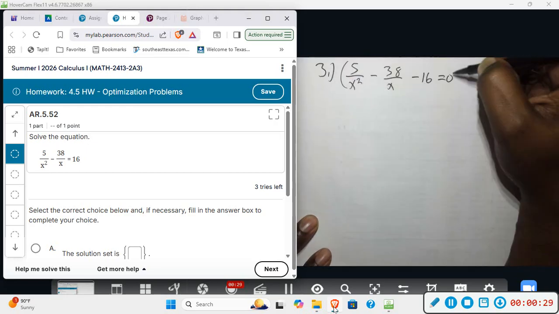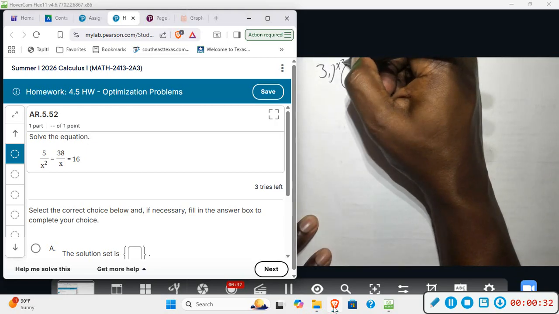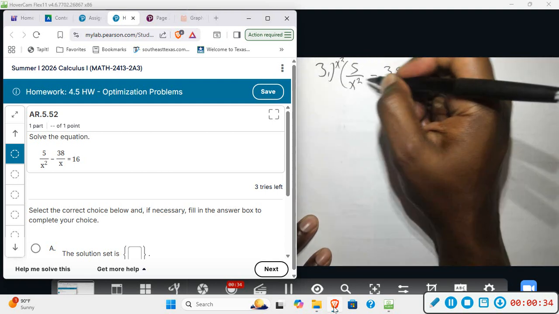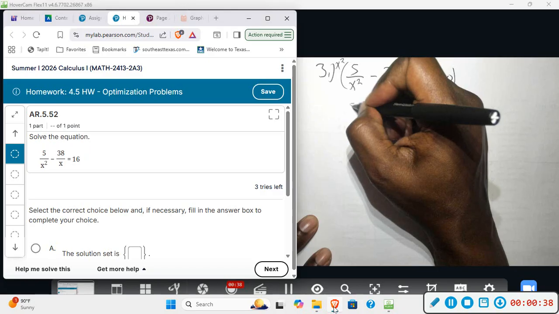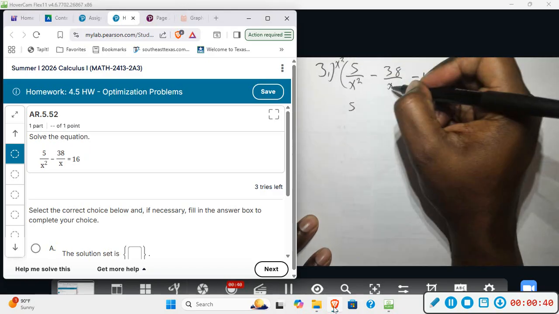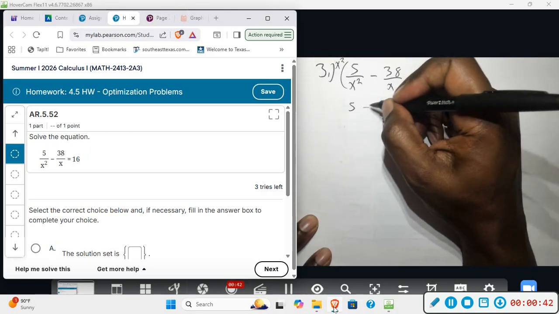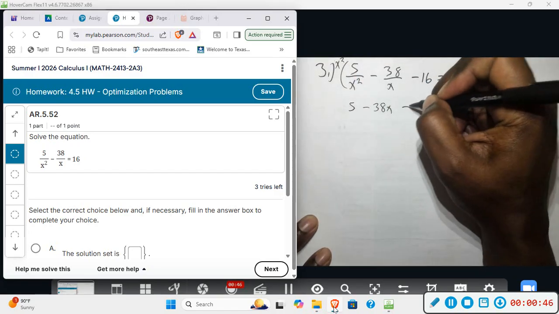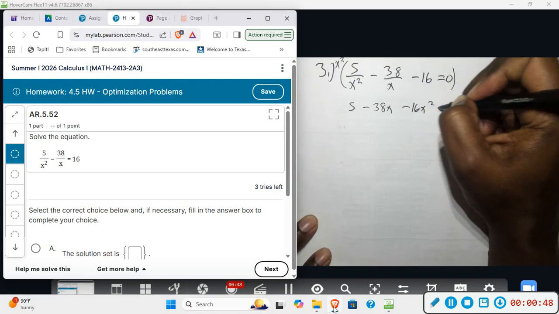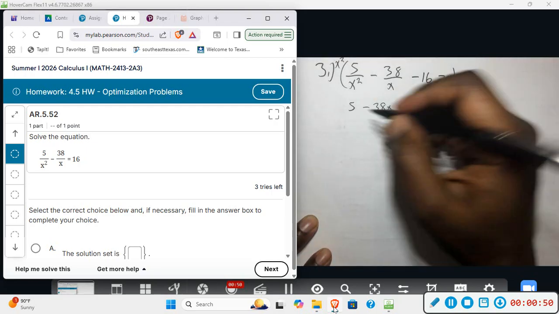I'm going to multiply by x squared to get rid of the fractions. This will become x squared will react with here and divide out. This will be 5. One of the x's will divide out here, giving me 38x minus 16x squared equals 0. I'm going to rewrite it so it looks better.